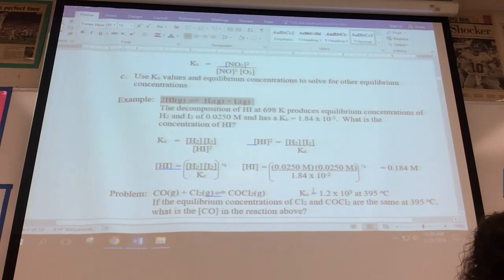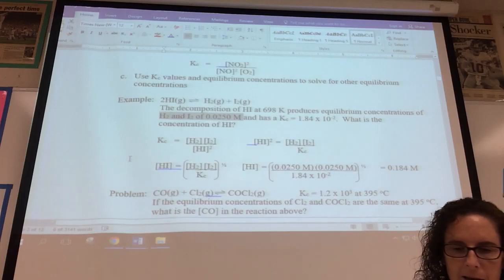Reversible reaction, decomposition of hydrogen iodide at 698 Kelvin. You must specify the temperature. If you change the temperature, the value of Kc changes. It produces an equilibrium concentration in which hydrogen and iodine are both 0.0250 molar and the Kc is 1.84 times 10 to the negative 2. We want to know the concentration of hydrogen iodide.